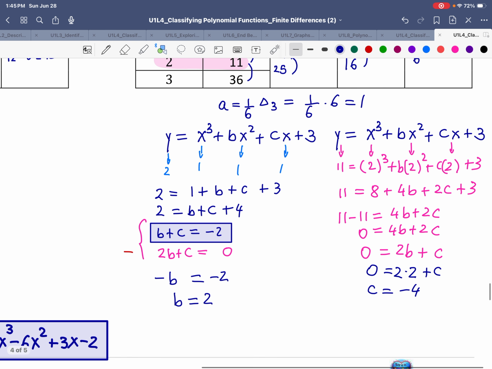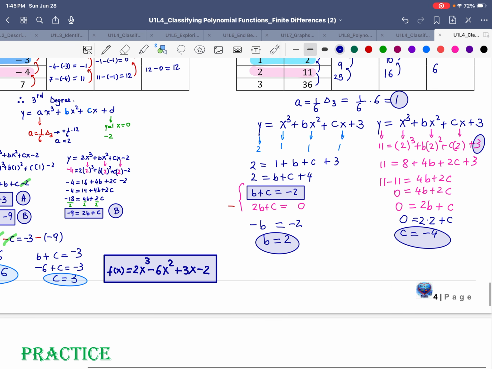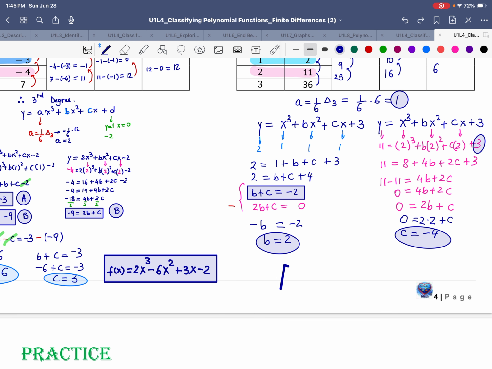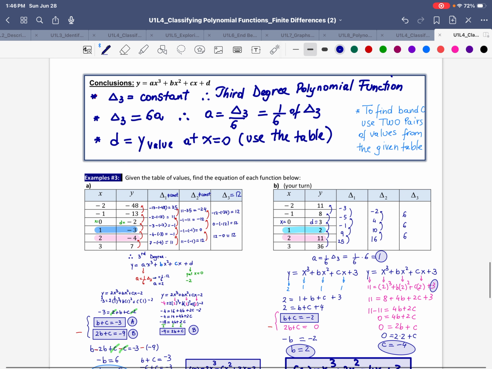So far we got the values of b, the value of c, we got the value of a equal to 1, and the value of constant term 3. So the equation will be f of x equals, we have x to the power of 3 plus 2x to the power of 2, b is 2, minus 4x, that's for c, and then the last term, which is positive 3. And that would be the equation, and it was found just by using the finite differences and the table of values. So this is the end of this lesson, and of lesson 4.